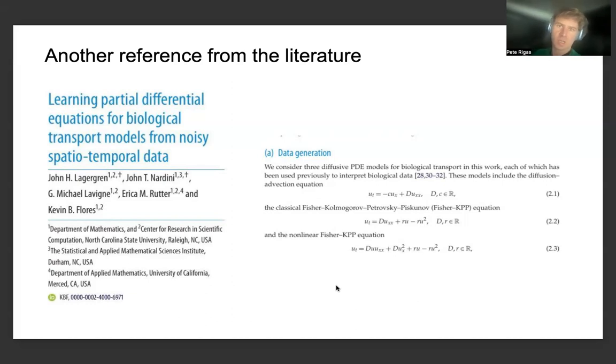And this is taking the same type of approach that these methods do with neural operators and related methods. In particular, for their data generation step, they provide three different versions of a diffusion advection equation, which is given here by 2.1, 2.2, and 2.3.